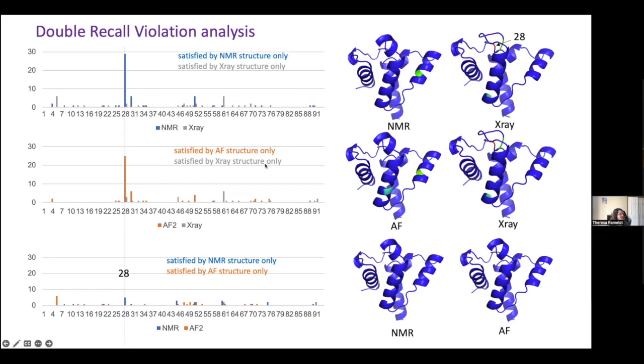You can then do that with the AlphaFold structure and the X-ray structure, and you can see that this is very similar, because the NMR and the AlphaFold structures were very similar. And then if you also do this analysis with the NMR and AlphaFold structures and you compare, you actually get very few. This is a count, the number of violations. And so you can see that these structures are very much in agreement. So what does this mean, and how can we interpret it?